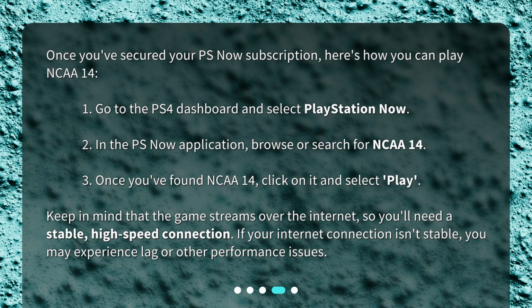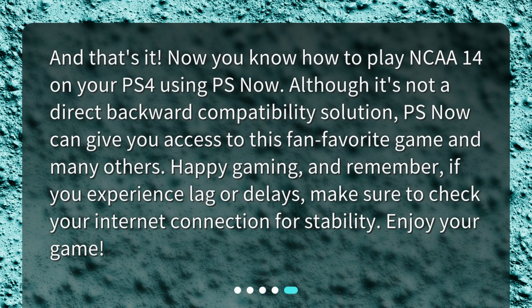Keep in mind that the game streams over the internet, so you'll need a stable, high-speed connection. If your internet connection isn't stable, you may experience lag or other performance issues. And that's it. Now you know how to play NCAA 14 on your PS4 using PS Now.